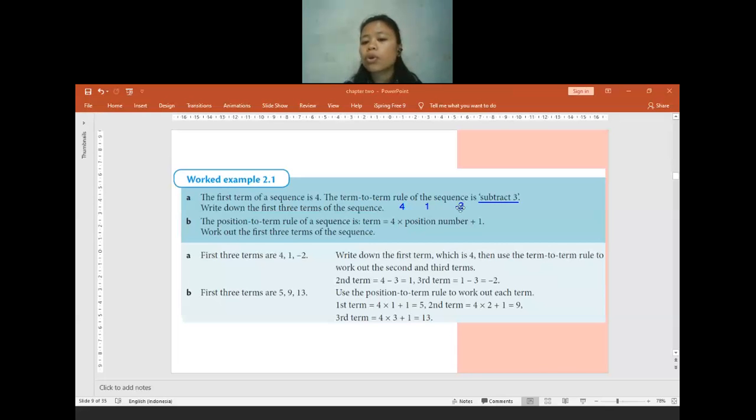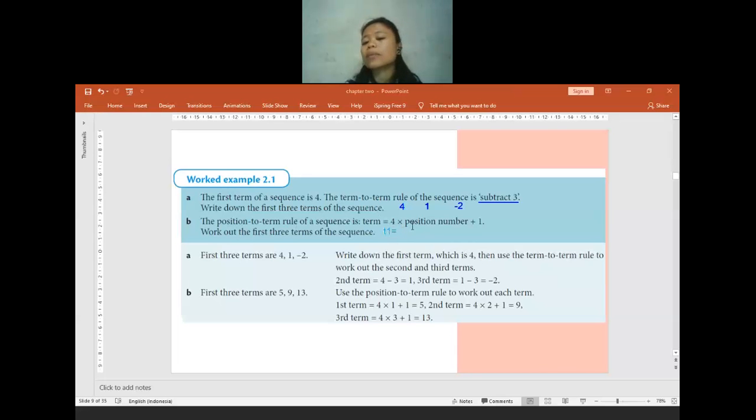Is there anyone get confused, or maybe I'm going too fast? No? Okay, if no one gets confused, now how do we find the first 3 terms when we have the position to term rule? So this is the rule for the first term.